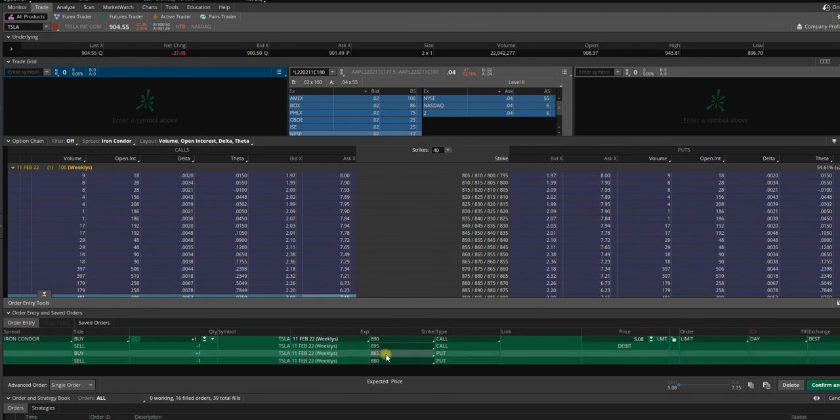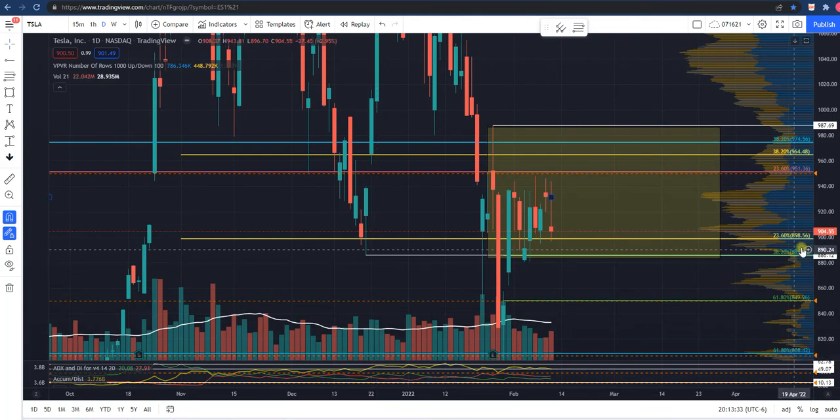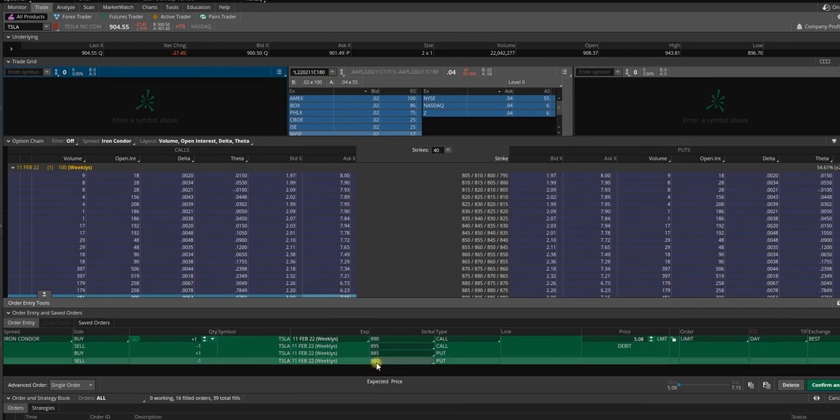And so what this is saying is on the very low end, what we want price to do for our maximum profit is stay above 885. And that's right here at that secondary retracement. Now the leg below it, that is 880, is our break-even leg. So if price were to close in between 880 and 885, there would be a part of a profit, but it wouldn't be the maximum profit. And so that's the low end of the trade.